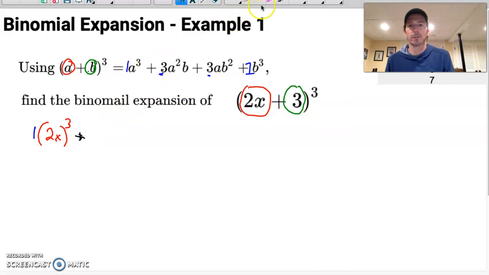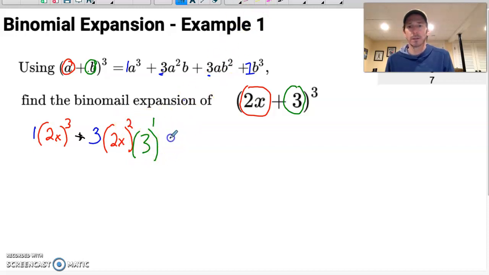Now I'm going to go to blue because the coefficient from the triangle is 3. Then I have to take my a value, and its powers are going to drop by 1, so it's going to become 2x squared. But now I do have this 3 showing up because its powers are going up by 1, so it's going to be 3 to the first. Notice those add up to 3.